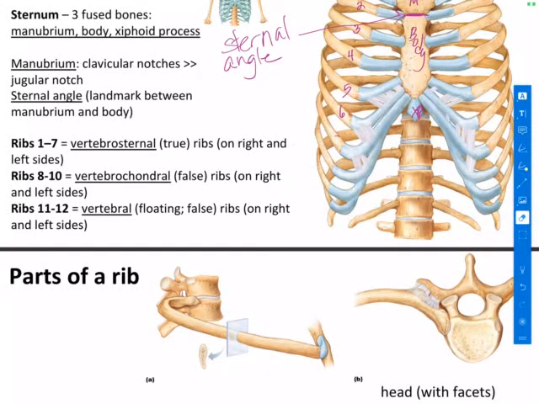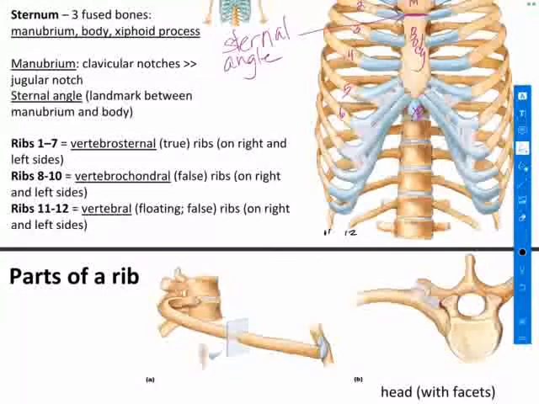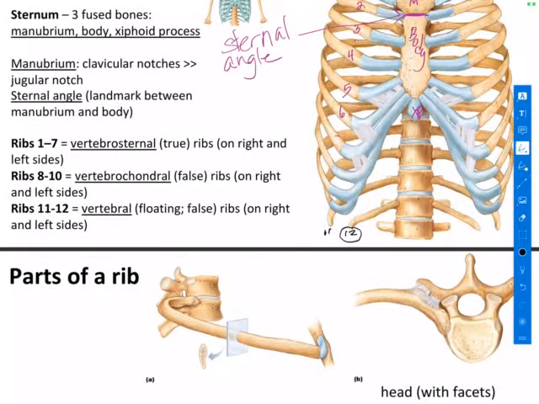And then we have ribs 11 and 12. 11 and 12 in this image are shown as floating ribs, meaning they're not actually attaching by cartilage to the sternum. In your book, I think they're only showing rib 12 as a floating rib. It doesn't really matter. The main point is that you understand how they're named.